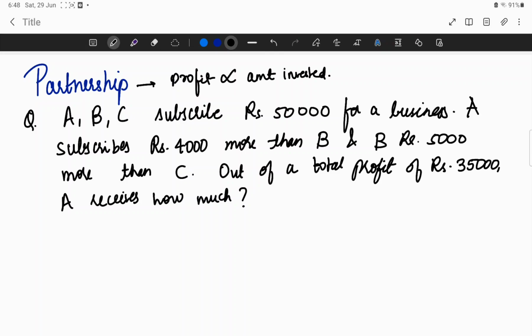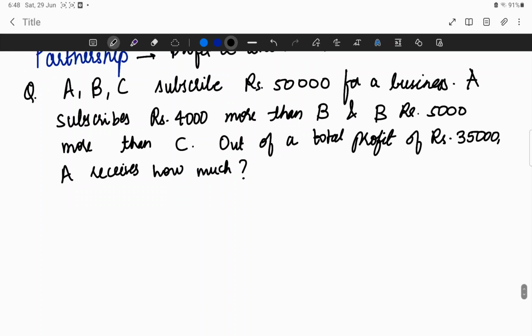A, B and C subscribe rupees 50,000 for a business. So they put in 50,000 rupees into a business. A subscribes rupees 4,000 more than B and B rupees 5,000 more than C. So your total profit is rupees 35,000. So how much of that profit does A receive?